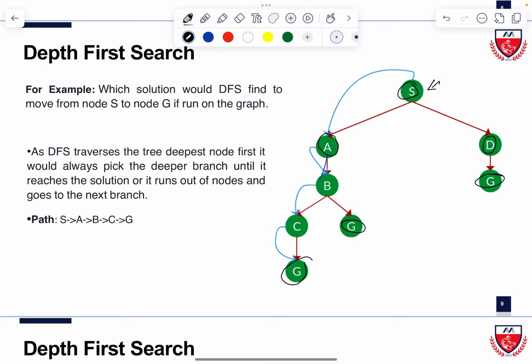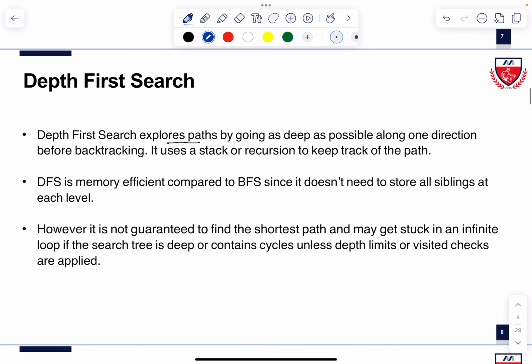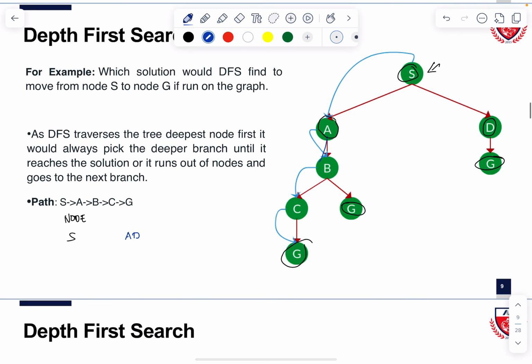So, let's say for example, the node S is its initial state, right? And node S has its children A and D. So as mentioned, the depth first search would want to traverse first to the path that will explore path by going as steep as possible in only one direction. So let's first start, unahin natin si A.